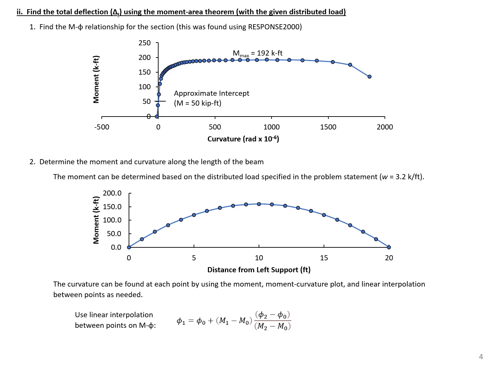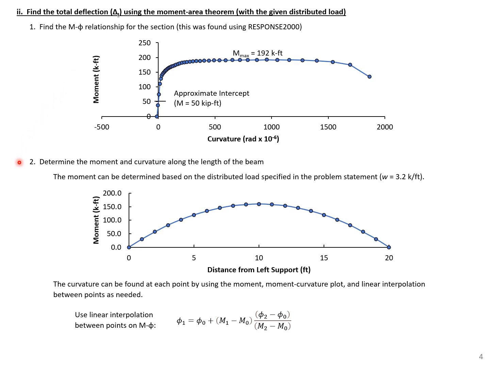The next part of the problem is we want to find the total deflection using the Moment-Area Theorem with our given distributed load. The first step is again to find the moment curvature relationship for the section. And this is the same moment curvature relationship, and again, we found this using Response 2000 in a previous example.